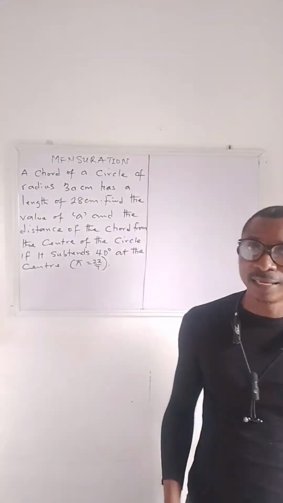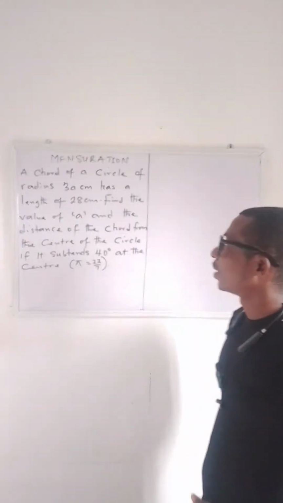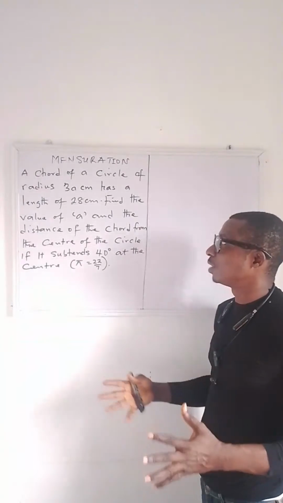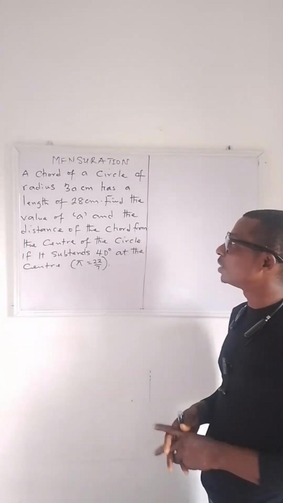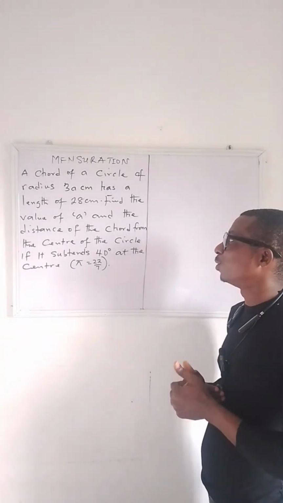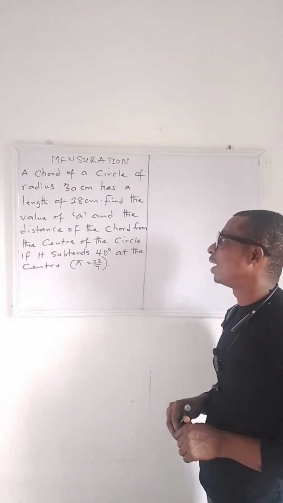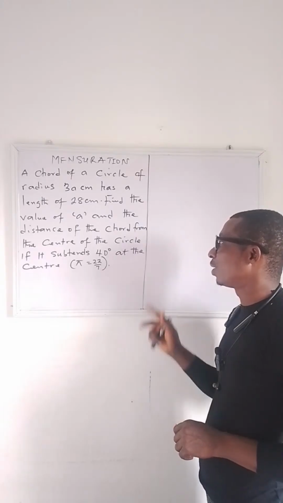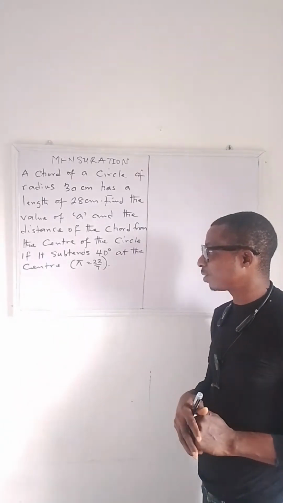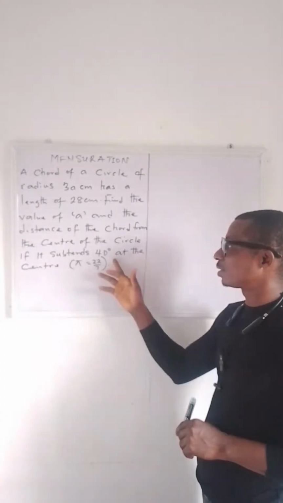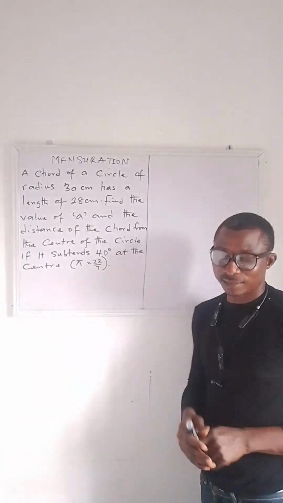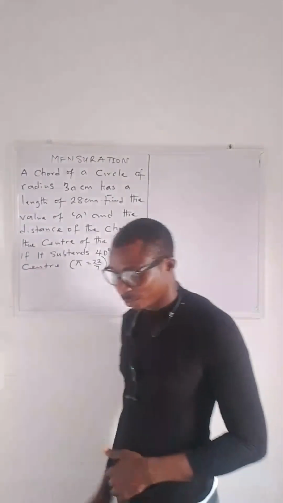Okay, now let's look at the next question. A chord of a circle of radius 28 centimeters has a length of 28 centimeters. Find the value of a and the distance of the chord from the center of the circle if it subtends 40 degrees at the center.